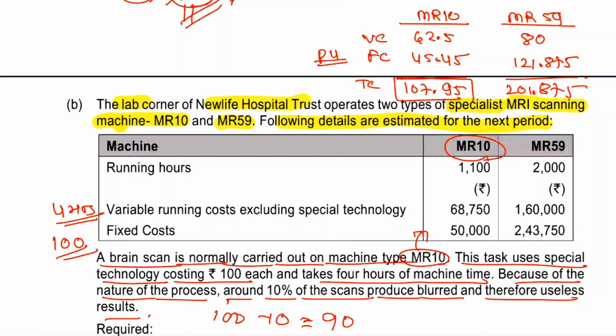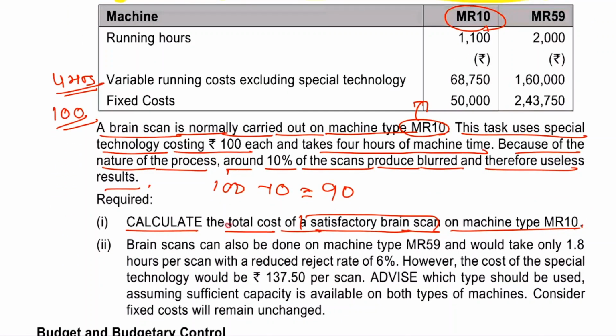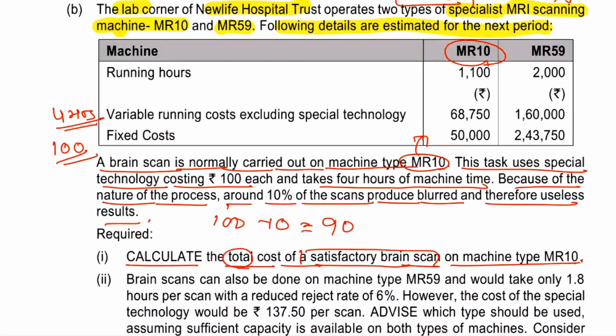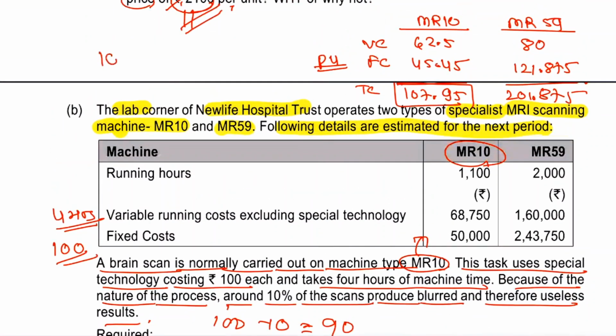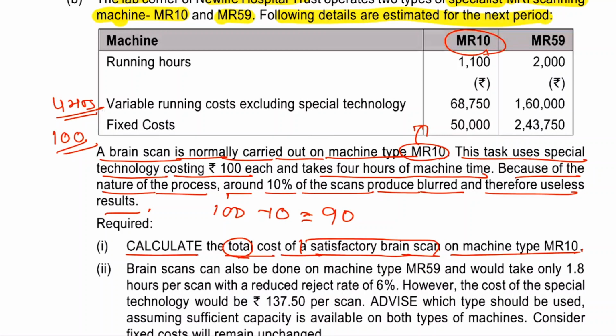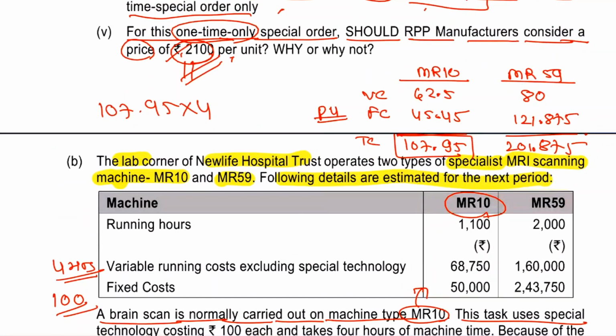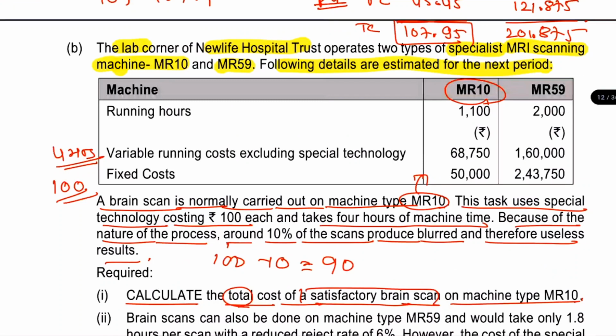Whether to accept the offer is not going on. यहाँ पे you need to calculate the cost. We will add that also. And what is written as total cost, not a relevant cost करके. Total मतलब everything you will consider. So यहाँ पे ये मुझे बताओ, आपको समझ में आता है 107.95 into what will you do? 4. Why? Because for one brain scan, how many hours are required? 4. So just do that 107.95 into 4 plus, is this the only cost?